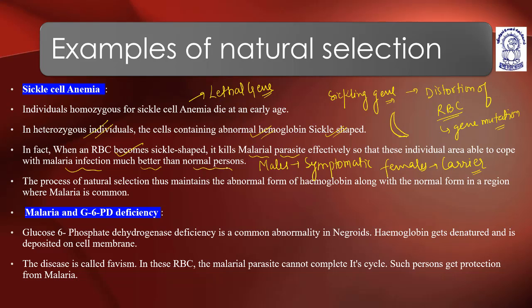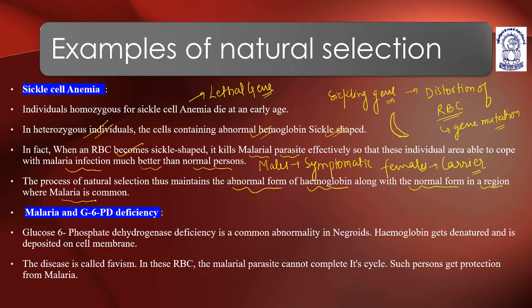The process of natural selection thus maintains the abnormal form of hemoglobin along with the normal form in a region where malaria is present. So wherever malaria is common, the sickling of RBC can be seen along with the normal biconcave shaped RBC. It is a survival advantage in case of sickle cell anemia in males and sickle cell trait in females.